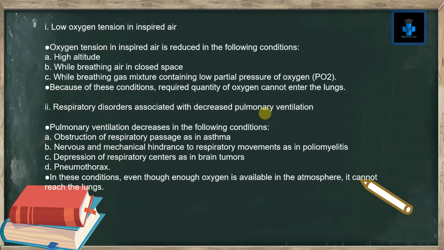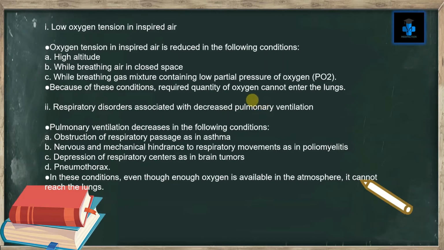Low oxygen tension in inspired air. Oxygen tension in inspired air is reduced in the following conditions: A. High altitude. B. While breathing air in closed space. C. While breathing gas mixture containing low partial pressure of oxygen. Because of these conditions, required quantity of oxygen cannot enter the lungs.